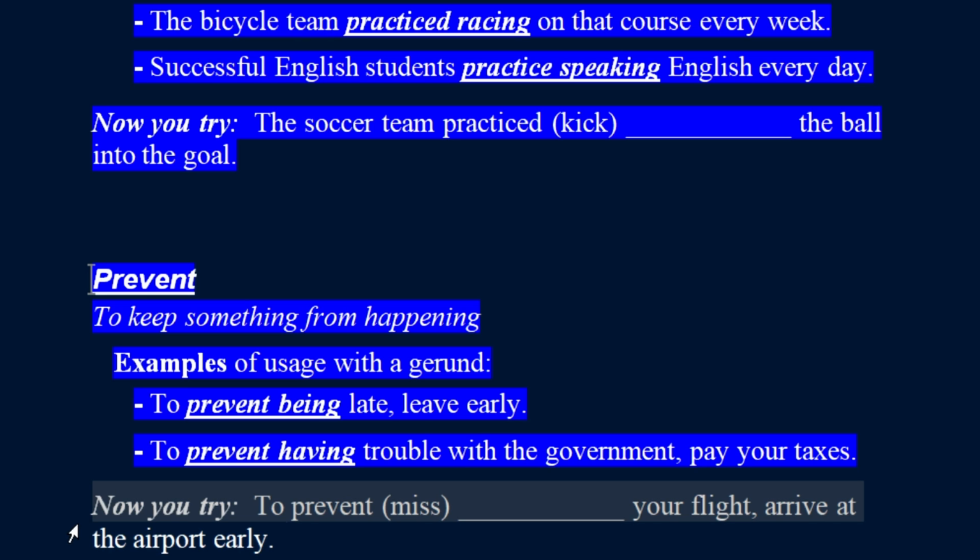Now you try. To prevent miss your flight, arrive at the airport early. To prevent missing your flight, arrive at the airport early.